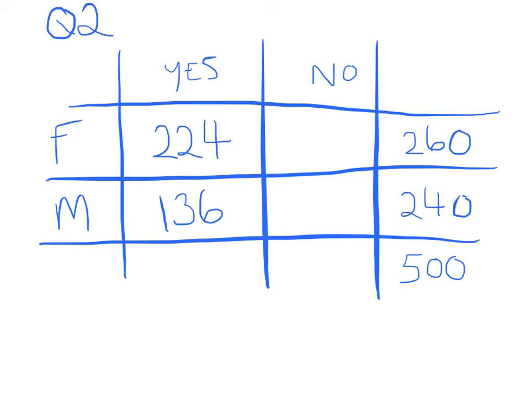Now, that's all the information we've been given. So it's just a matter of going through and working out the missing values. Now, if we start with female and no, well, female yes plus female no must add up to 260. So to find the value for that cell, it's just 260, our total, minus the 224 that said yes. That leaves us with 36 that said no. Then we can do the same for the male row. We had 240 males, 136 said yes. Now, the number of yeses and nos must add up to 240, so we can just say 240 minus 136, and that leaves us with 104.